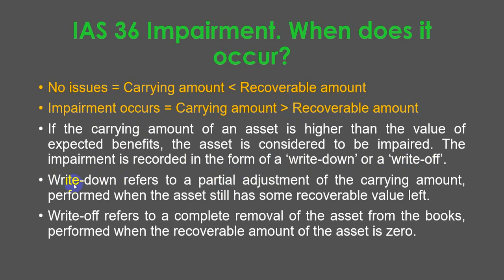What is write-down? Write-down refers to a partial adjustment of the carrying amount performed when the asset still has some recoverable value left. Write-off refers to a complete removal of the asset from the books, performed when the recoverable amount of the asset is 0.